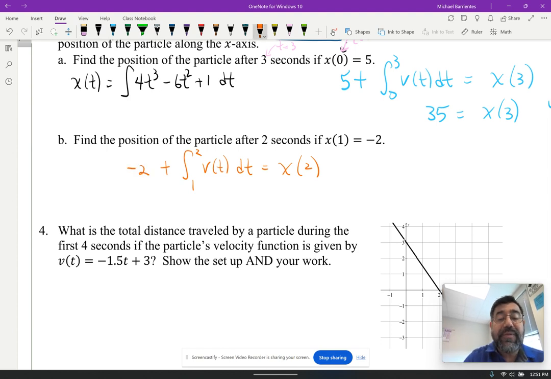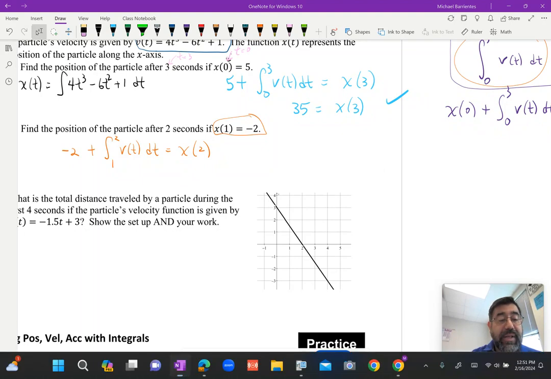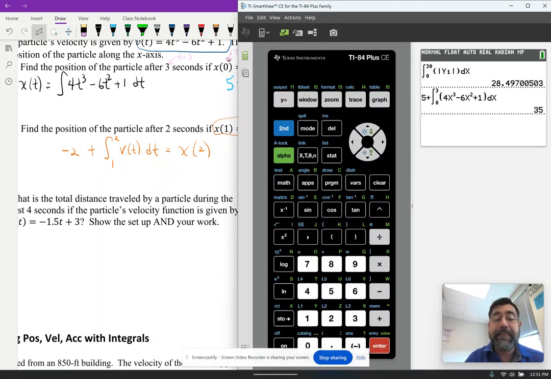I'm going to substitute this here because I know that x sub 1 is negative 2. And now this is telling me this is the position at 1. This is the displacement between 1 and 2. So if I put them together, that's going to tell me where it's going to end up at time 2. Easy peasy, mac and cheesy. Let's put it in our calculator and we can figure that out.